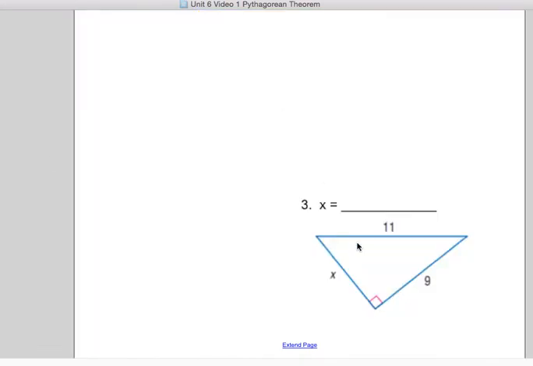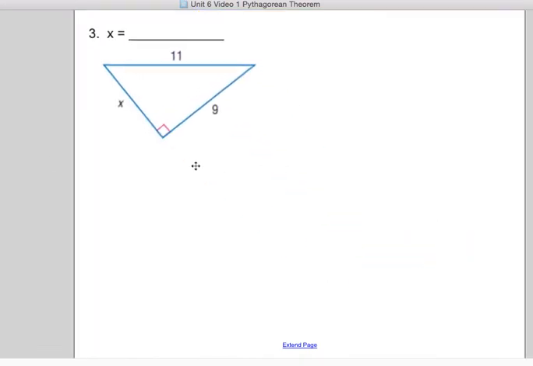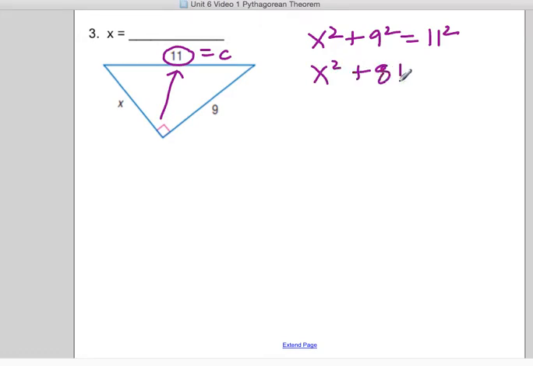Just going to move it over here real quick. Number 3. Okay, looking at this one, my hypotenuse. This time they actually gave me my hypotenuse. Always across from my right angle, always that longest side. So this is my c. So in this case, I would actually have x squared plus 9 squared equals 11 squared. So I have x squared plus 81 is equal to 121.